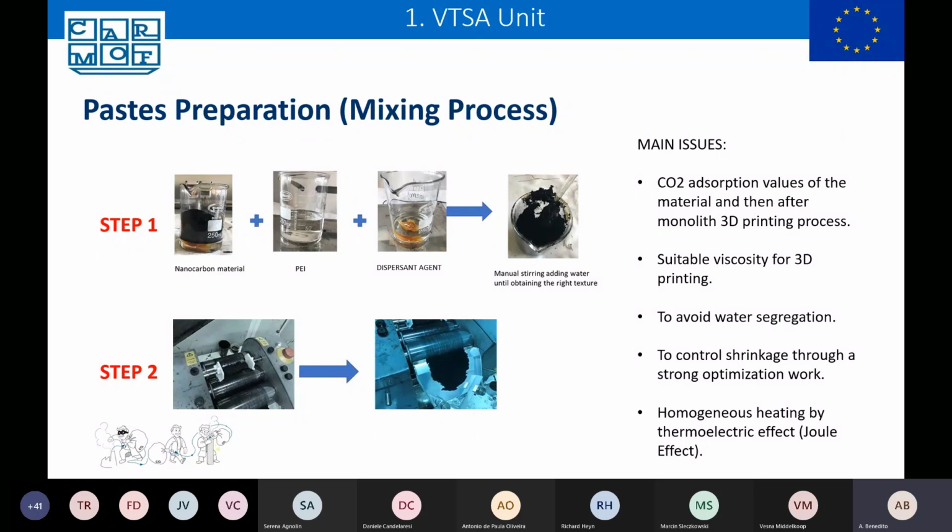Of course, there are several challenges we have worked to solve during the CarbMOF project. The first of these challenges has been that the high absorption values were not penalized by printing. The adequate viscosity for printing monoliths has been achieved. We need to avoid water segregation, given the huge amounts of water that we use in the process to control the viscosity of the final paste to be processed. The control of the shrinkage after the drying of the monolith has been a very important issue during the project. And of course, ensuring homogeneous heating by applying the Joule effect.